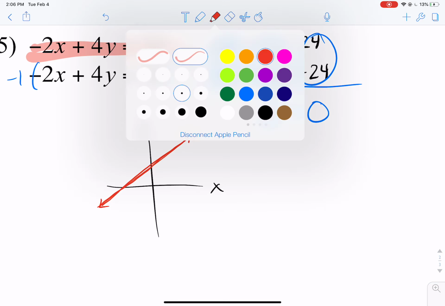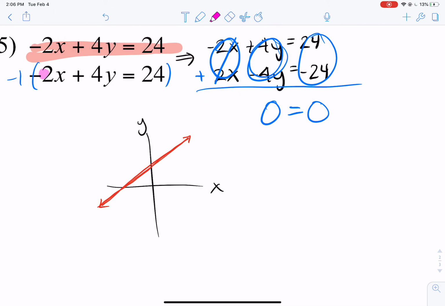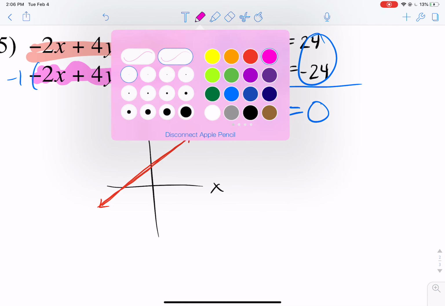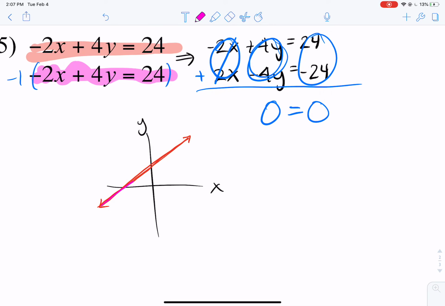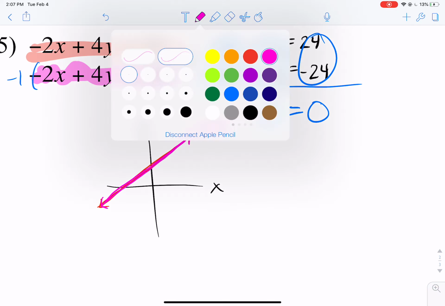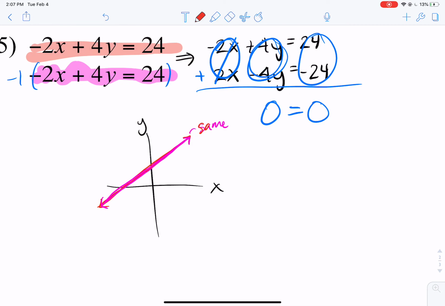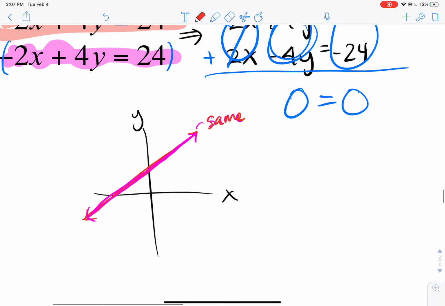And then we have this other line. Let me pick this color right here. This line right there. It's going to be the exact same line as the red one, okay? So they are on top of each other. They're the exact same two lines. So the red one is the same as that purplish one that I just highlighted, okay?